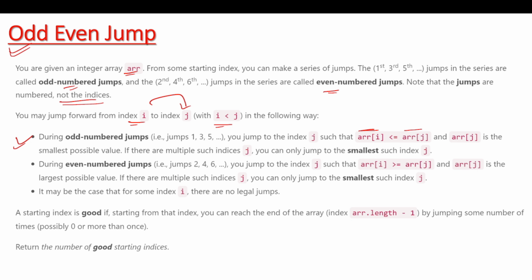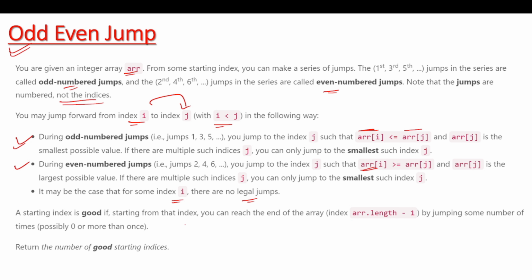Next we have even numbered jumps. When we are making jumps 2, 4, 6 and so on, the current element will always be bigger than or equal to the element we jump to. Now we have to find the largest possible value, and if there are multiple such indices, you jump to the smallest one. You have to understand these things. It may be the case that for some indices i there are no legal jumps, and we will see that too.